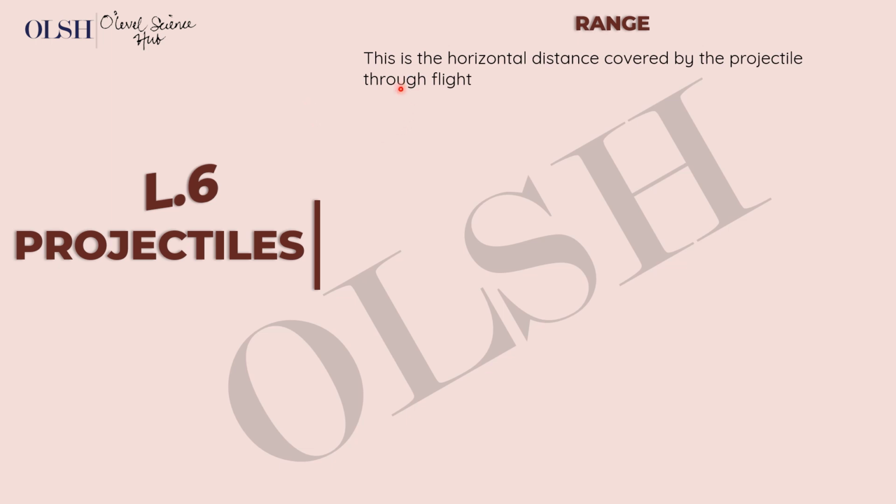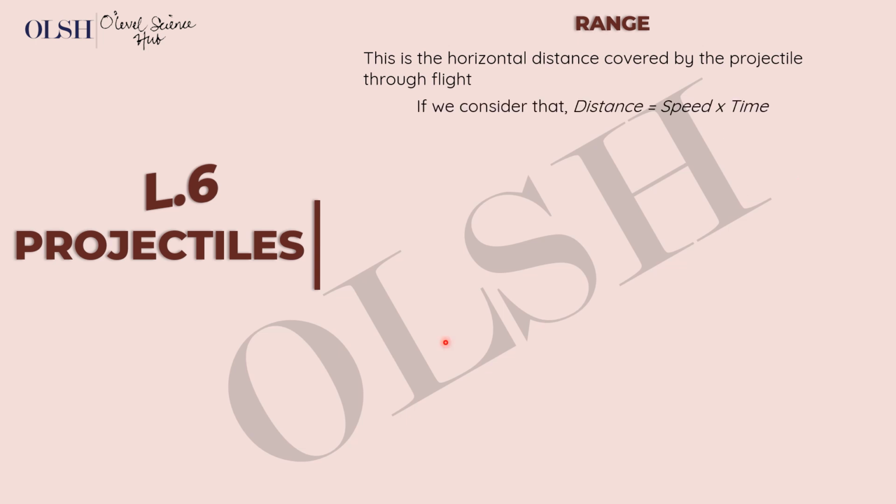So let's consider range. Range is the horizontal distance covered by the projectile through flight. Remember, if we have an object that goes through this parabolic path, and we have this plane of projection, our range in this case is the distance from this point to this point. That's the horizontal distance from the point of projection to the point of landing back on the plane of projection. So this is our range.